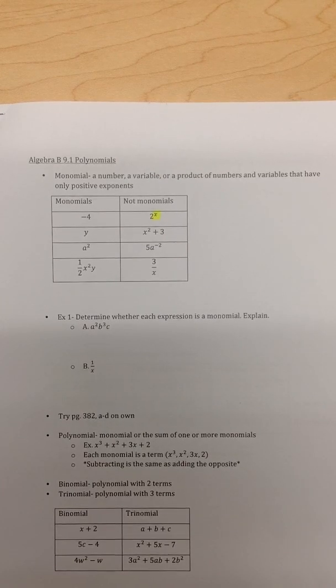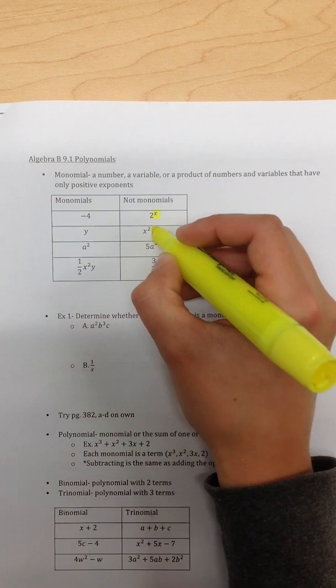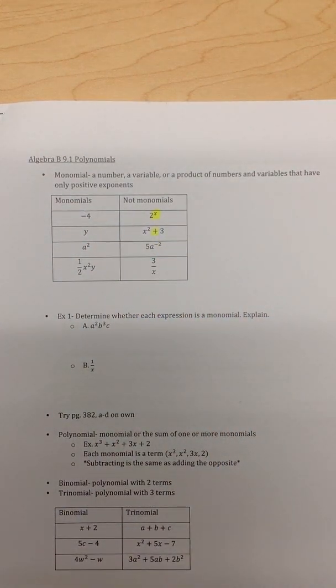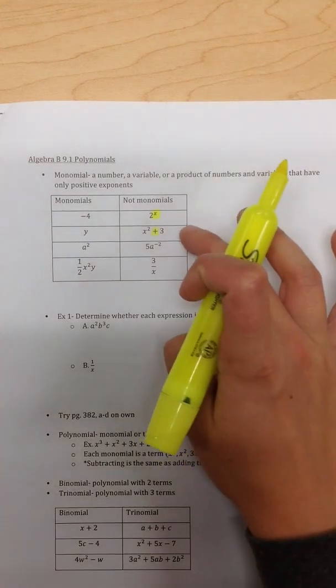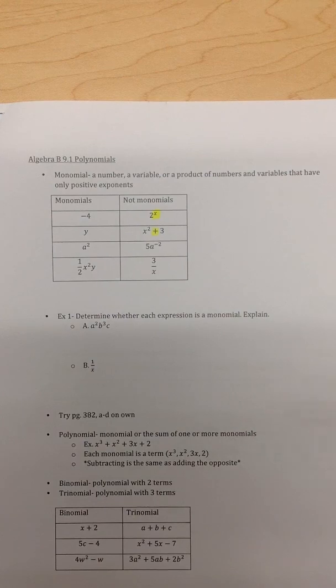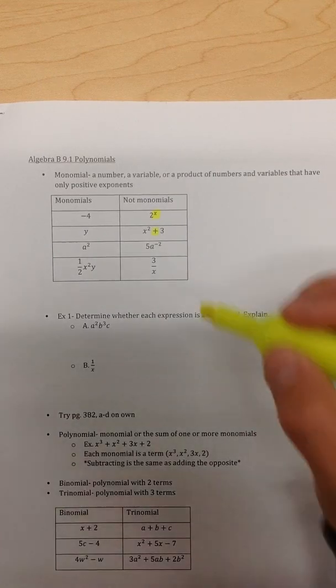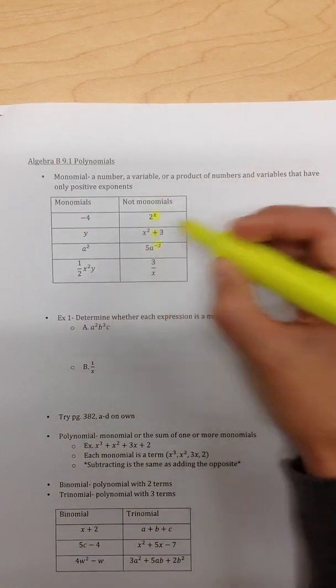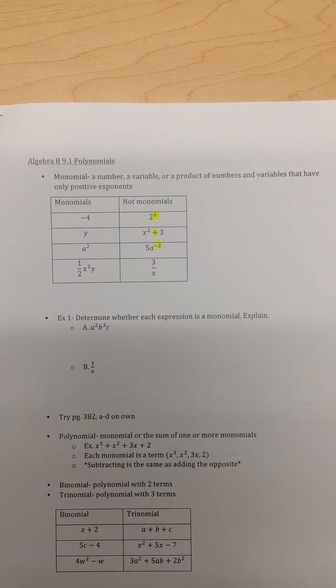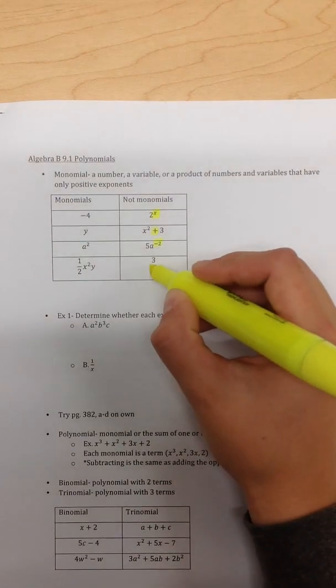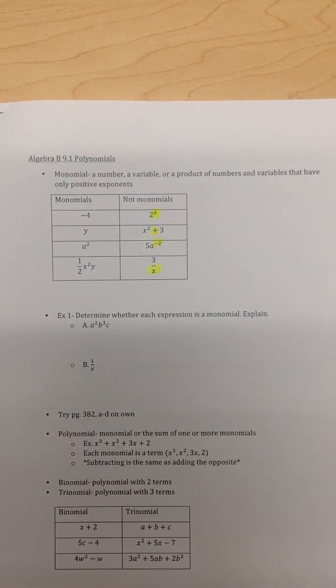The next one, what makes it not a monomial is the plus sign in between. We can have products, so numbers multiplied, but we can't have that plus sign in between. That actually means something different. This would be a binomial because it has two terms, which we'll talk about more later. Next, we have 5a to the power of -2. This one's not a monomial because of that negative power. And the last one, 3 over x, we can't divide by a variable, so that's what makes that one not a monomial.